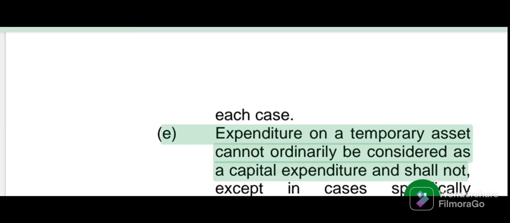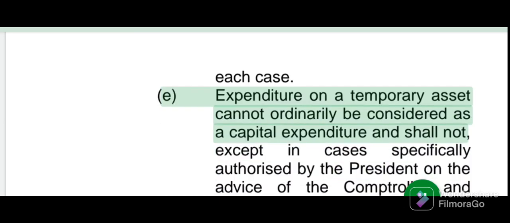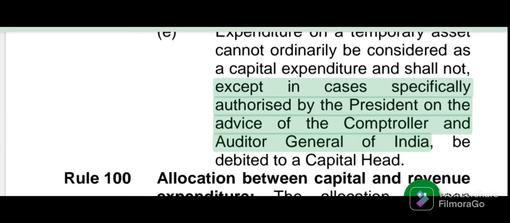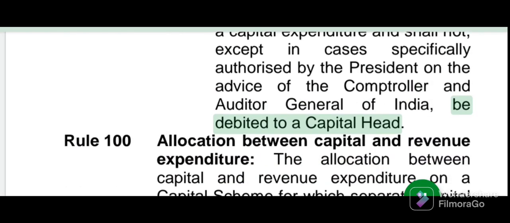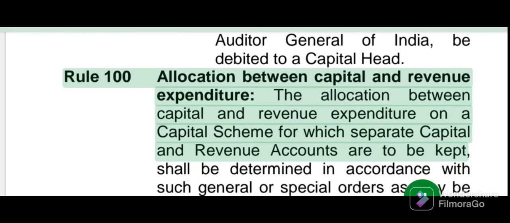A. Expenditure on a temporary asset cannot ordinarily be considered as a capital expenditure and shall not, except in cases specifically authorized by the President on the advice of the Controller and Auditor General of India, be debited to a capital head. Rule 100 Allocation between capital and revenue expenditure.